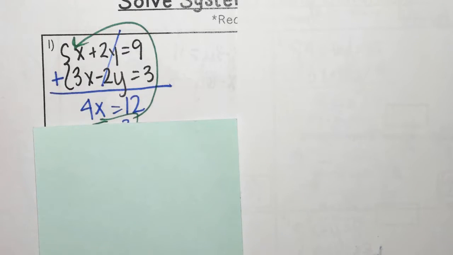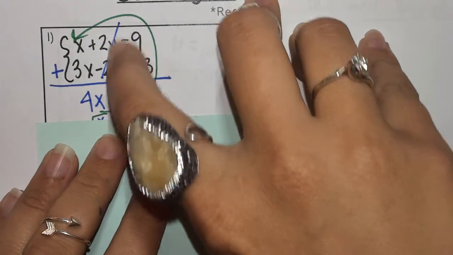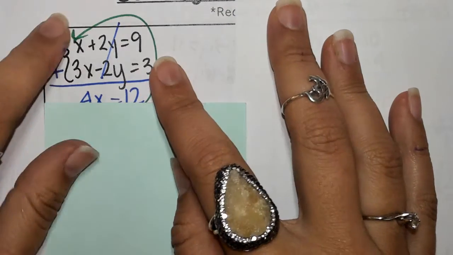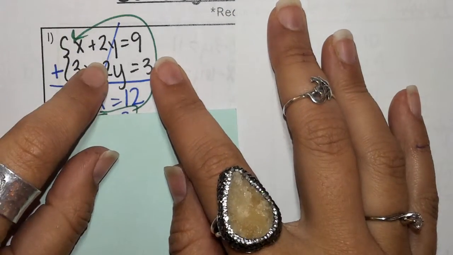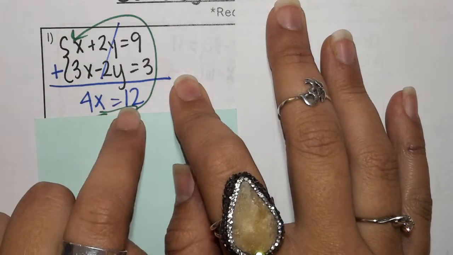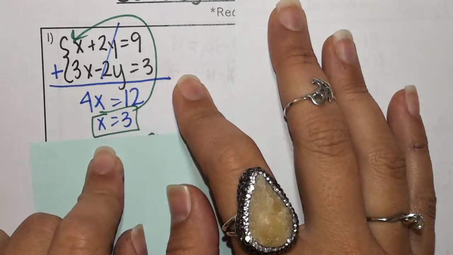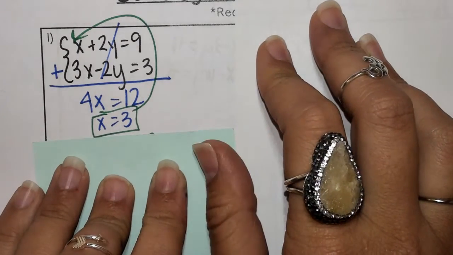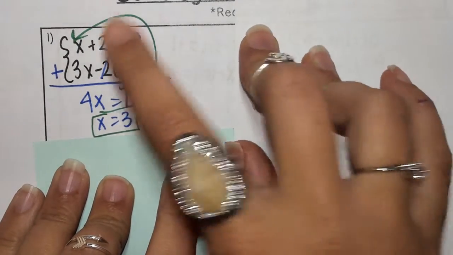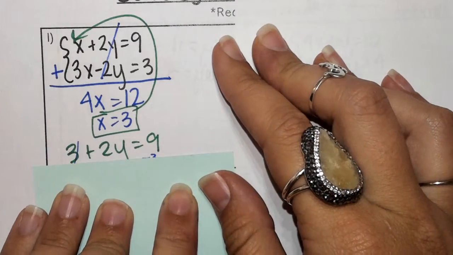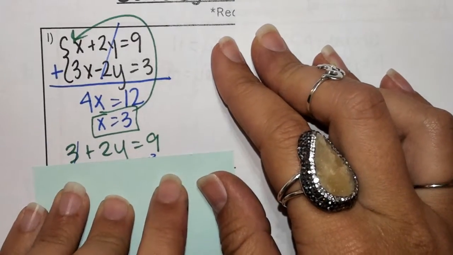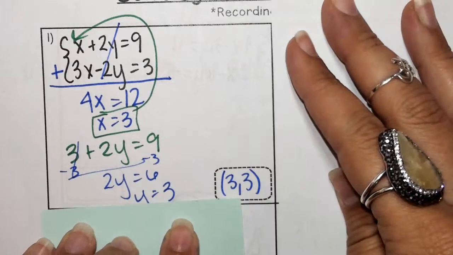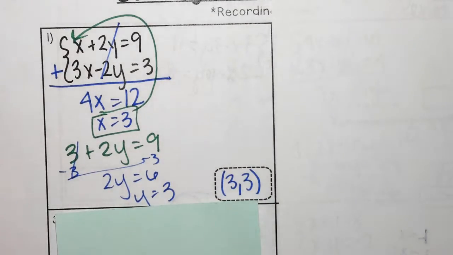Okay, so since you have common coefficients, they're the same, you don't have to multiply, but you can. So this way we just added straight down because we wanted to eliminate our y's. We got 4x equals 12. We divided by 4 and x equals 3. Does everybody understand? So now that we have x, we plug it back in up top to get y. So I have 3 plus 2y equals 9. I subtracted 3 and I got 2y equals 6. Y equals 3. So I wrote it as 3, 3.